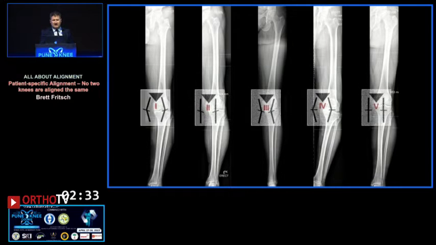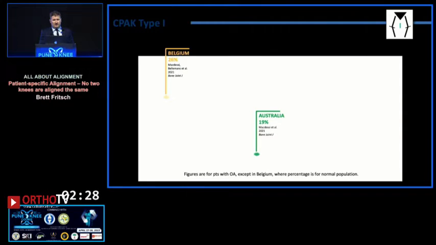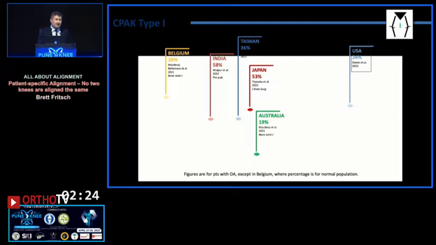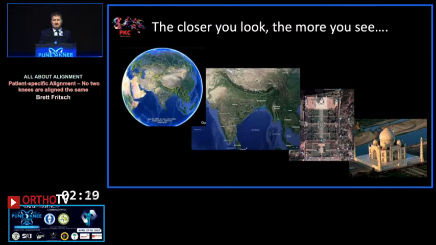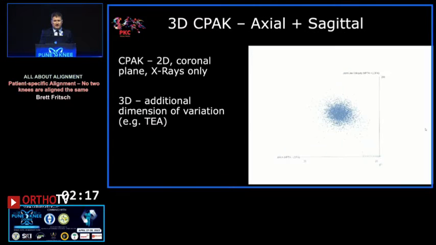So with all these knees that look exactly the same, they're all actually completely different and need to be approached that way. If we look at distribution around the world, the CPAC type 1 in Australia is about 20%. In India, it's 58%, with variation across populations. You can approach these as the same. And the closer you look, the more different you see.